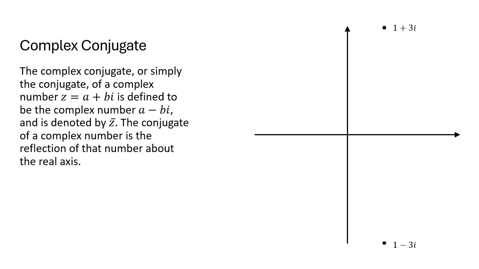The complex conjugate of a complex number just changes the sign of the imaginary part. So you see, if we have z equals a plus bi, then the conjugate is a minus bi. On the right, we have an example. 1 plus 3i has conjugate 1 minus 3i and vice versa. And it's always the case that the conjugate of a complex number is the reflection of that number about the x-axis, which you can see from this one example.